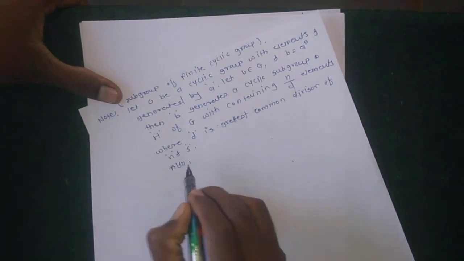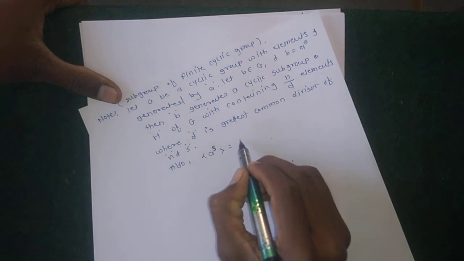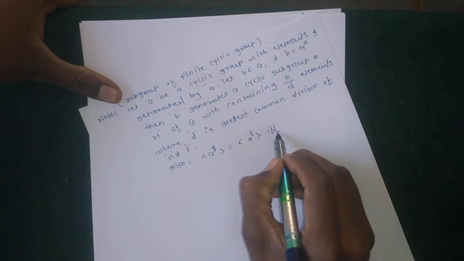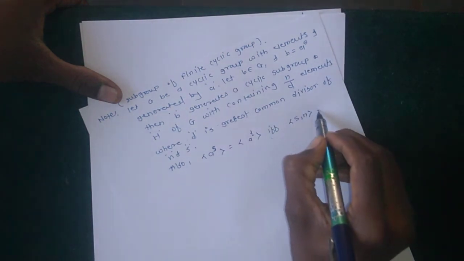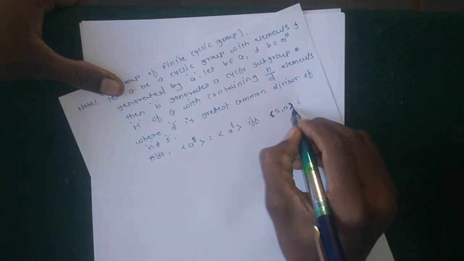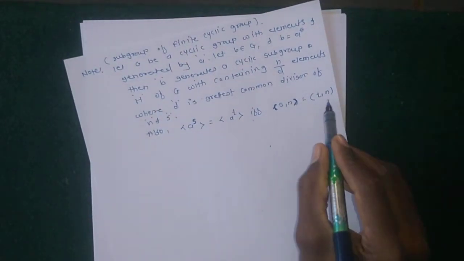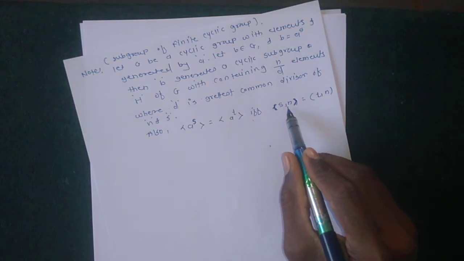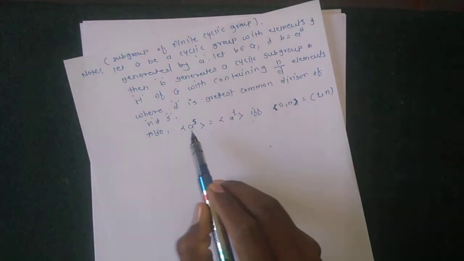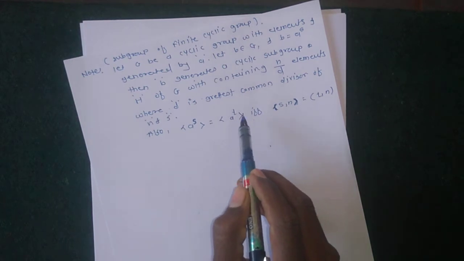Also, the subgroup generated by a raised to s equals the subgroup generated by a raised to t if and only if the GCD of s and n equals the GCD of t and n. If the GCD of s and n and the GCD of t and n are the same, then the set generated by a raised to s equals the set generated by a raised to t.